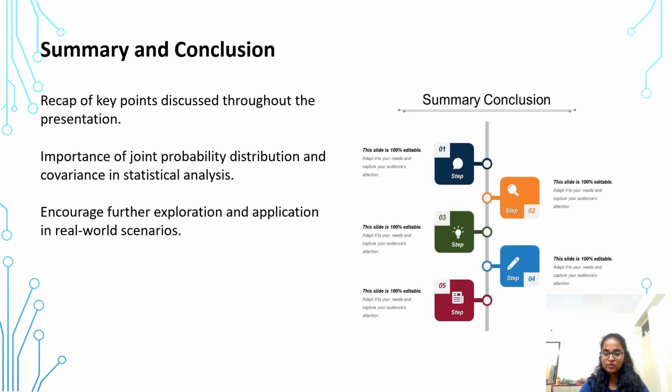So let us go to the conclusion. In this section, we recapped the key points discussed throughout the presentation and the importance of the joint probability distribution and covariance in statistical analysis. We also encourage further exploration and application in real-world scenarios.